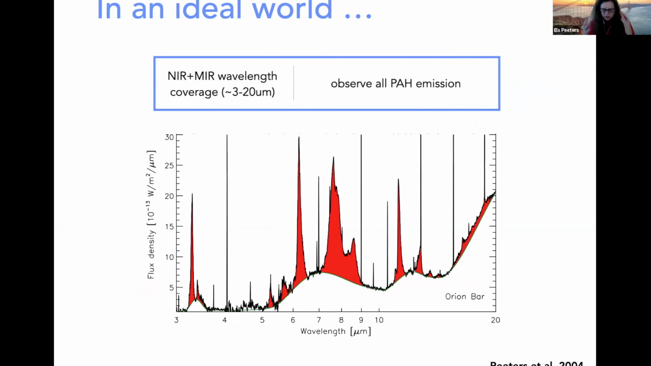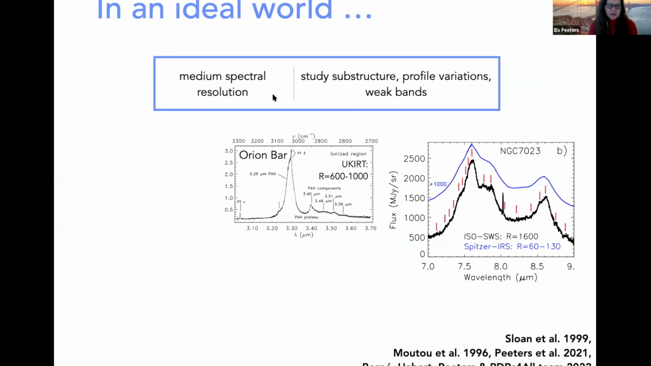And so what do we need to know, or what is our ideal instrument if we want to push this boundary and find the origin of all these differences that we have discovered in the last set of years? In an ideal world where there are no restrictions whatsoever and I can dream big, I would like to have an instrument that covers the full wavelength range so that we can observe all the PAH emission. We would like to have a medium spectral resolution because we want to see all the weaker bands. We want to see the substructure in the profile.